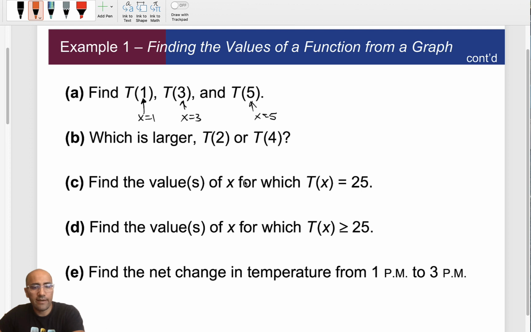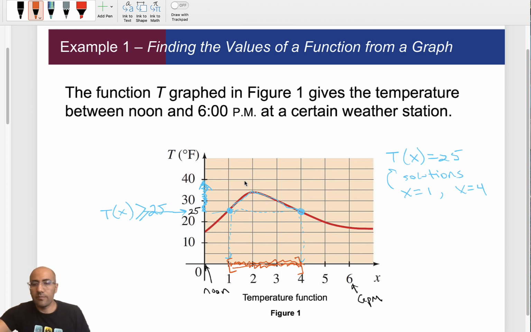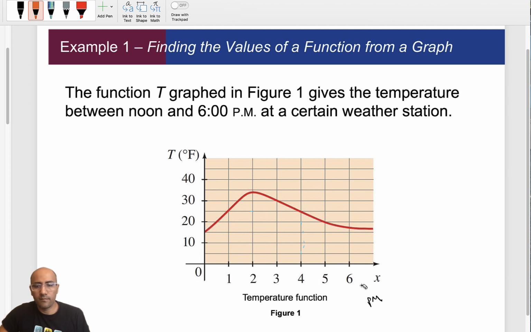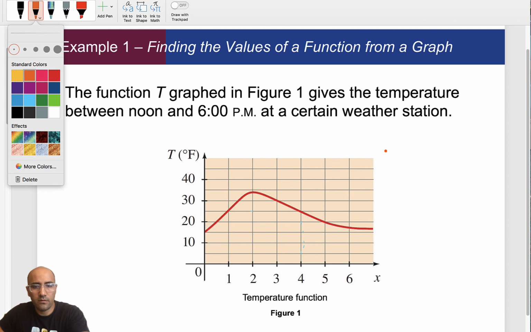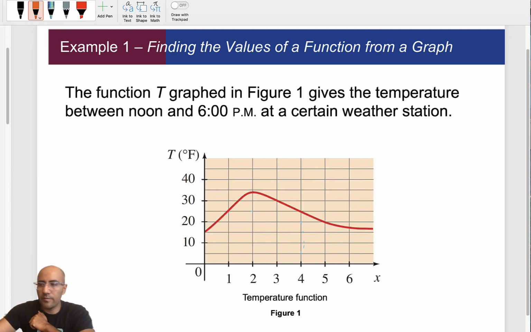And then the last one: find the net change in temperature from 1 to 3 p.m. So let's find the net change in temperature between 1 and 3 p.m. Okay, so here is 1, and then that changes to there, and then 3 p.m. So this changes from there to there.